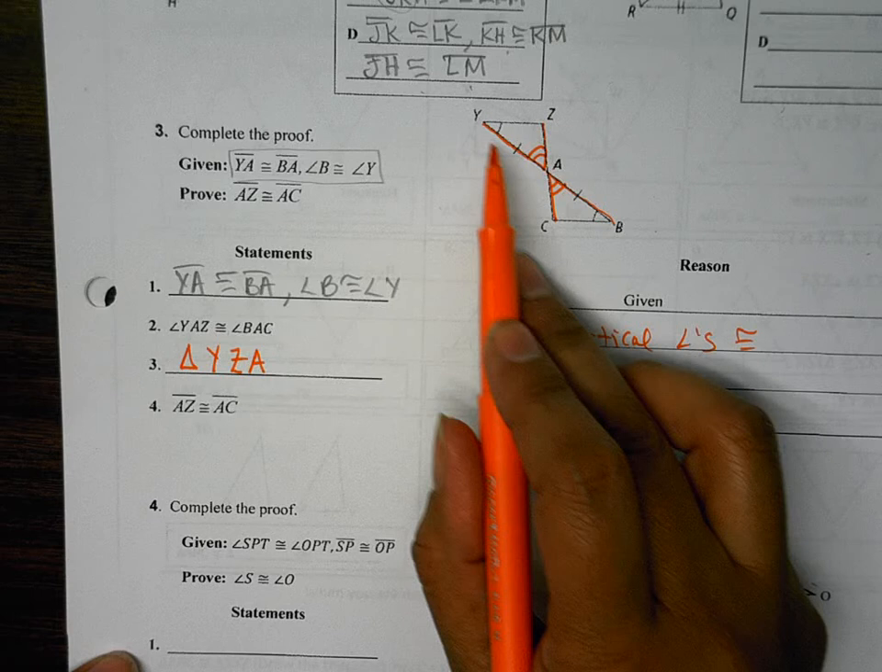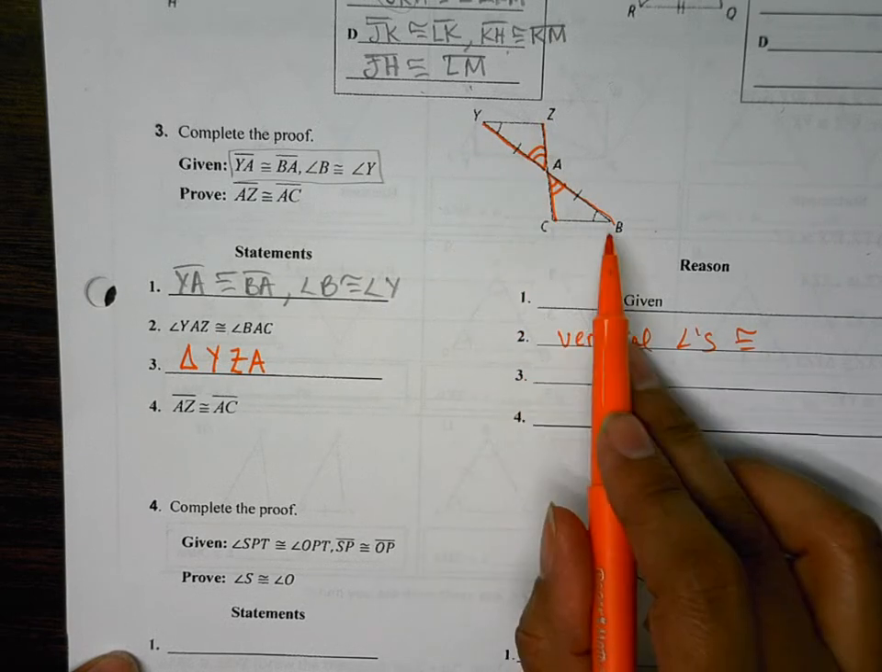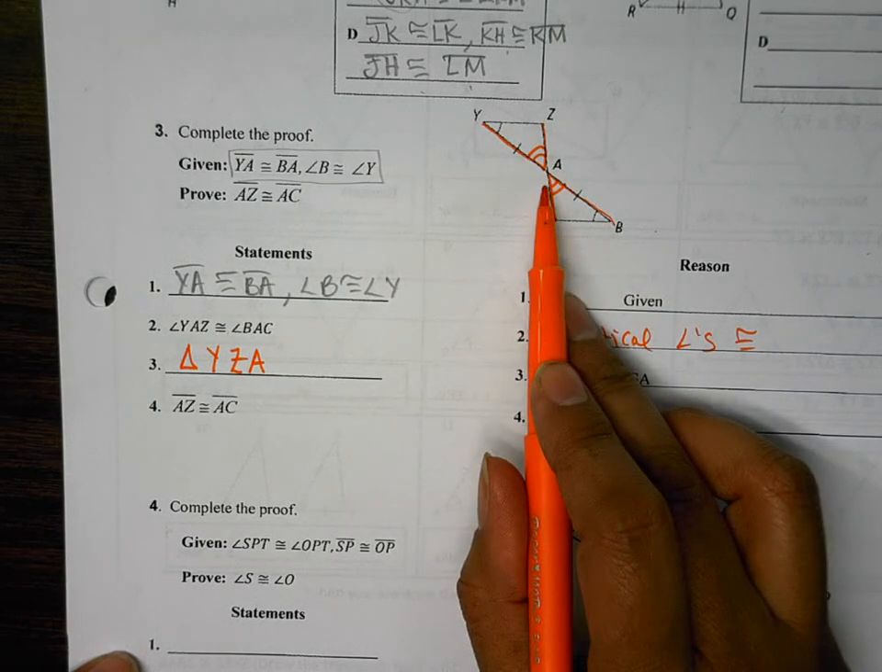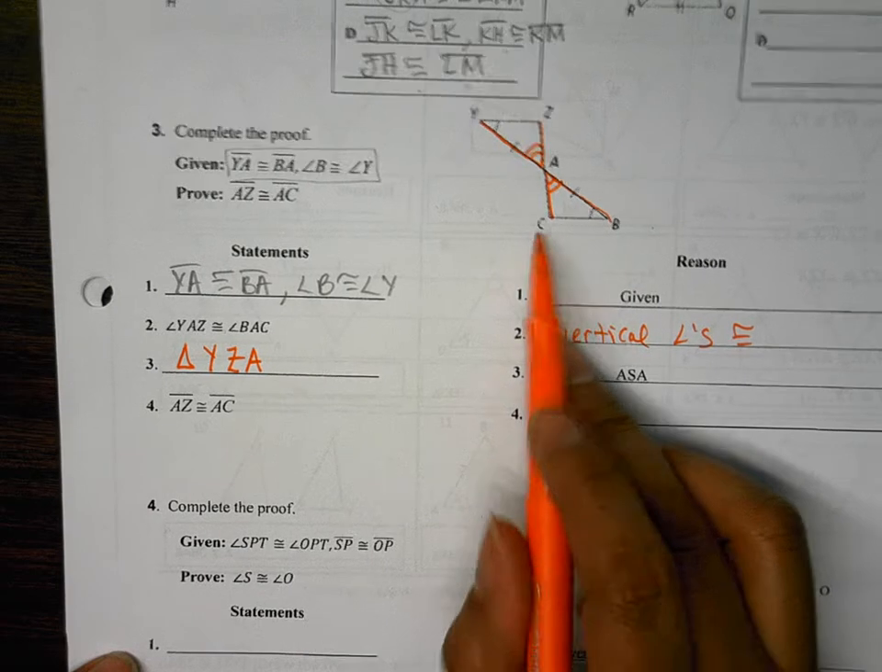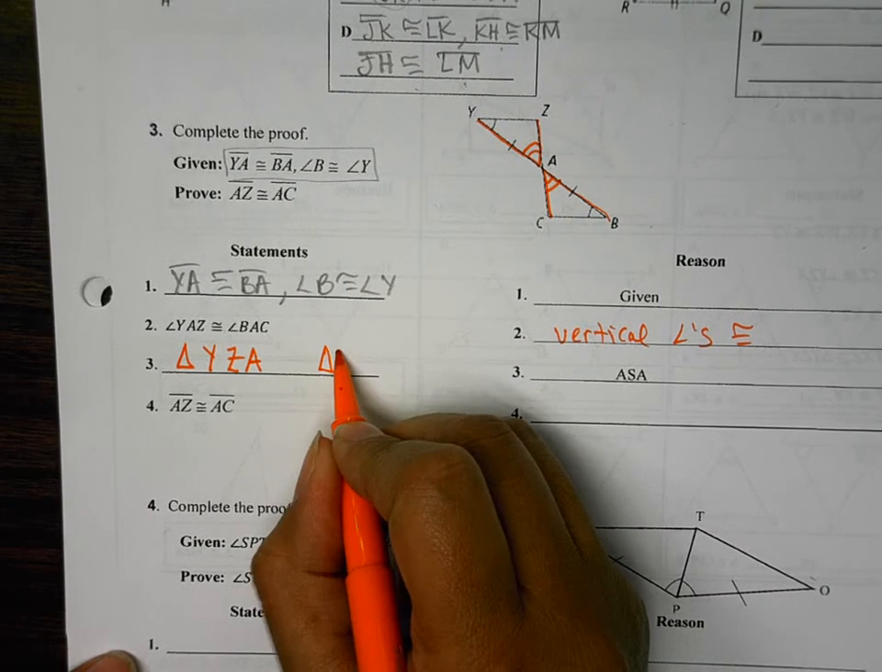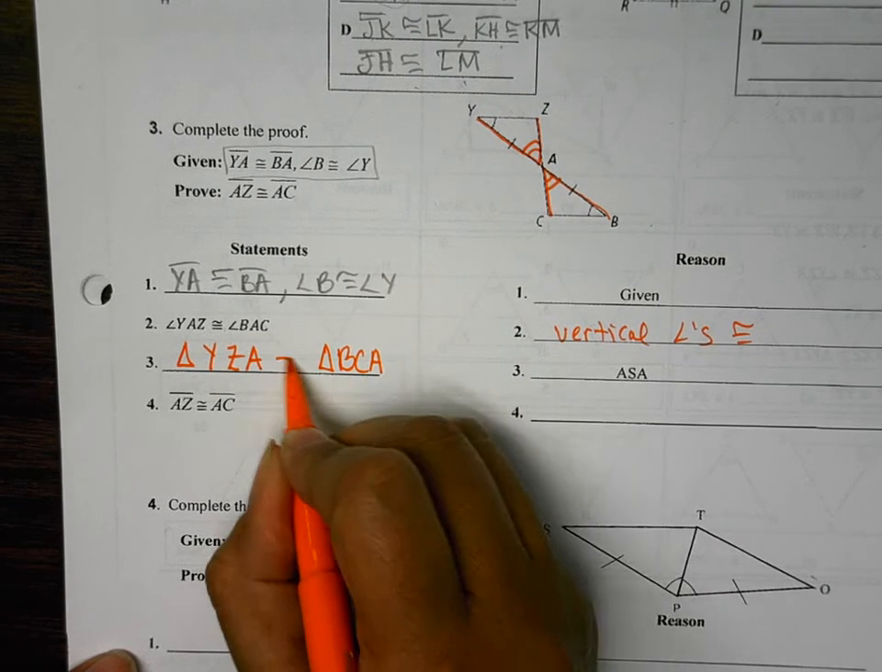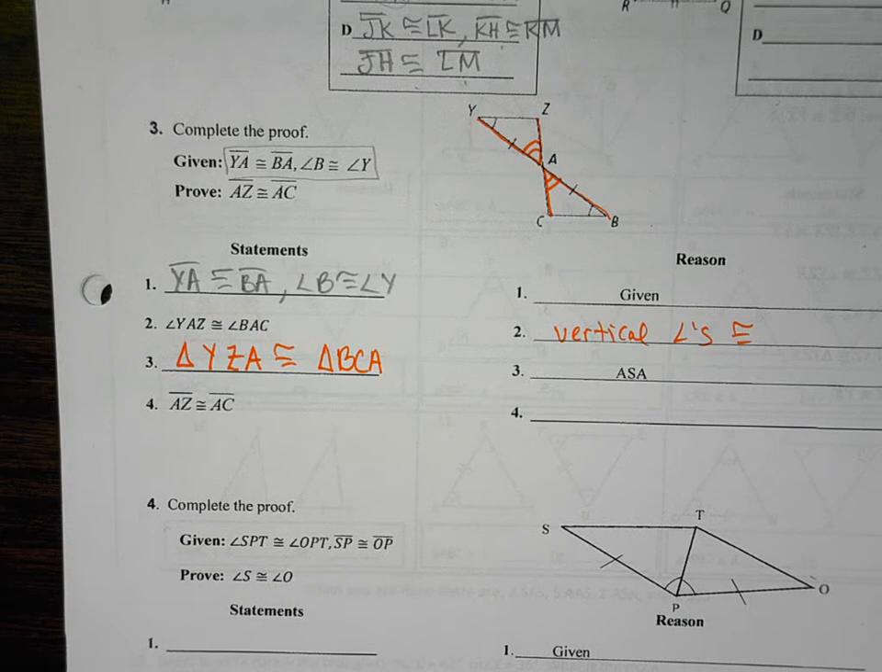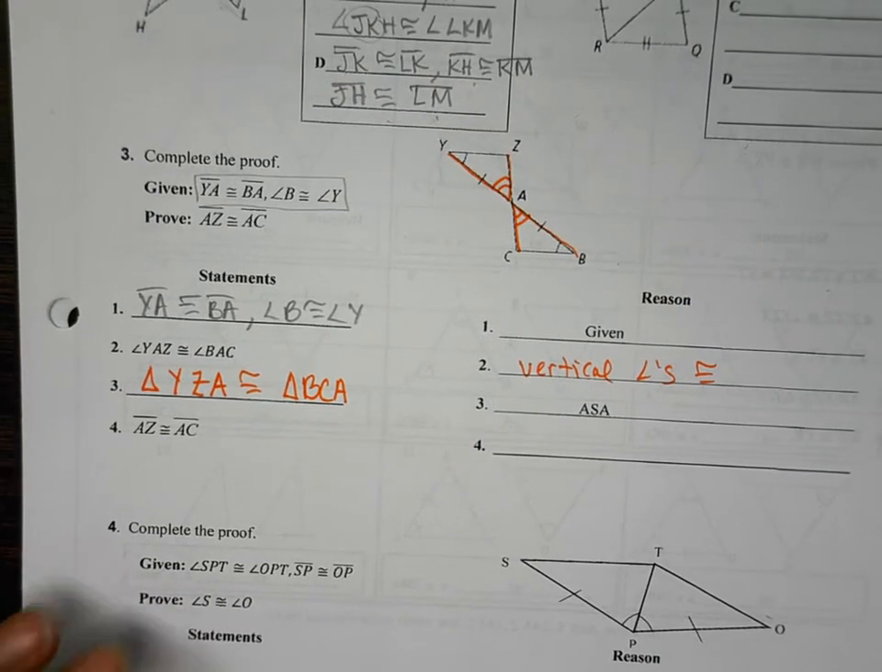YZA went from the single to nothing to the double. Single, none, double. Single, none, double. What is my order for the second one? BCA. Triangle BCA. And the two triangles are congruent by angle, side, angle.